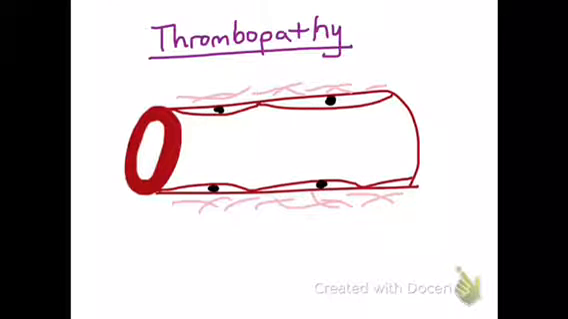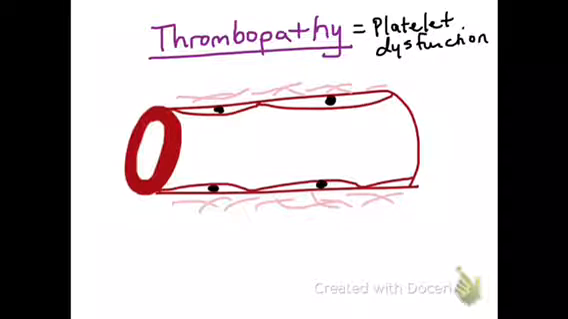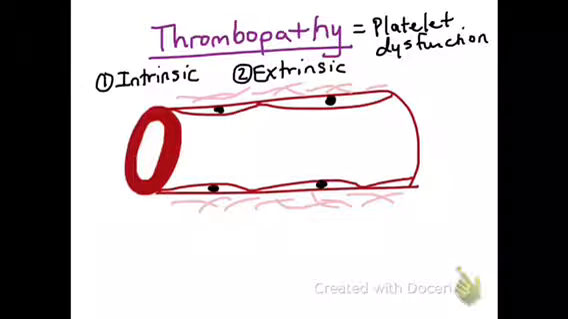This video is going to be on thrombopathy, which is platelet dysfunction. Platelets can be dysfunctional because of an intrinsic platelet defect or an extrinsic platelet defect. Intrinsic platelet defects are very rare, so for this course we're not going to learn about any of the intrinsic platelet disorders. The most common thrombopathy is an extrinsic platelet defect known as von Willebrand's disease.